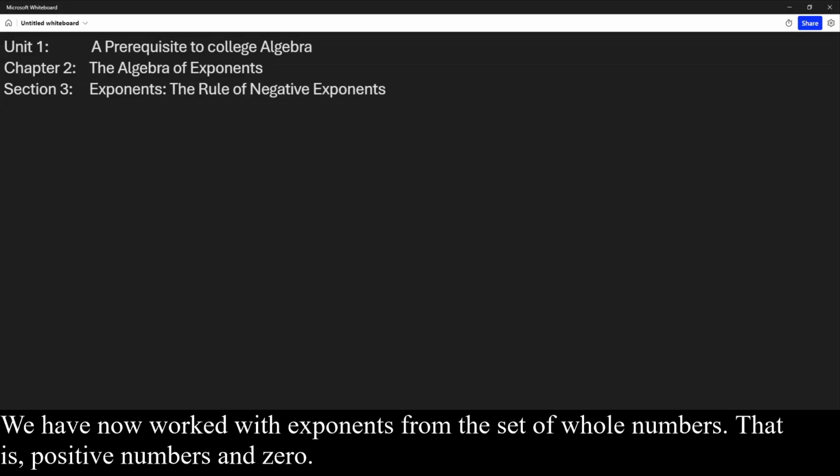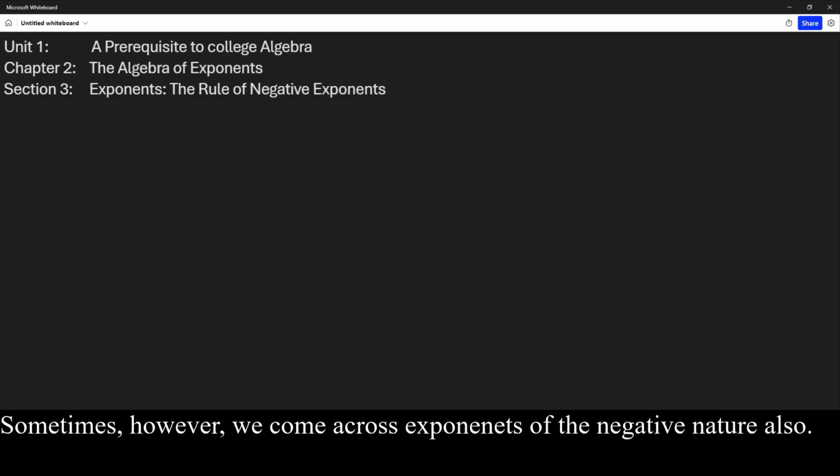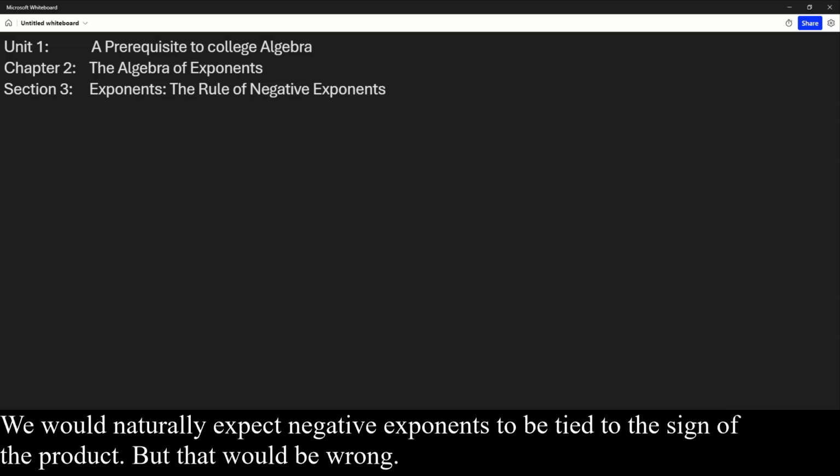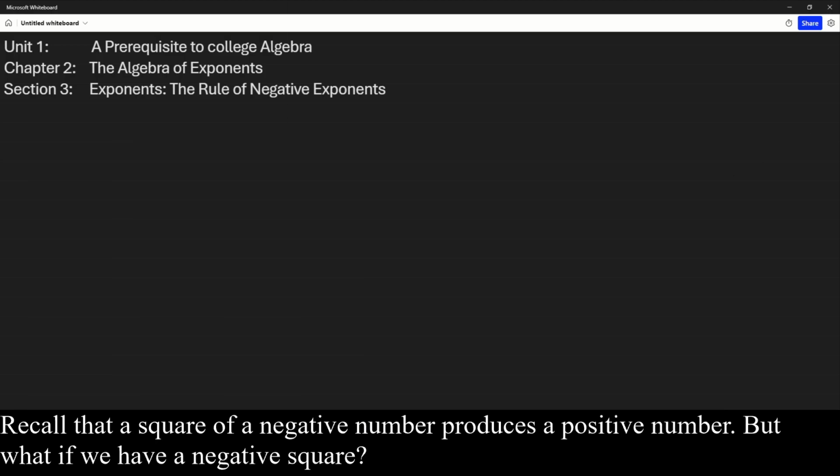We have now worked with exponents from the set of whole numbers, that is, positive numbers and zero. Sometimes, however, we come across exponents of the negative nature also. We would naturally expect negative exponents to be tied to the sign of the product, but that would be wrong. Recall that a square of a negative number produces a positive number. But what if we have a negative square?